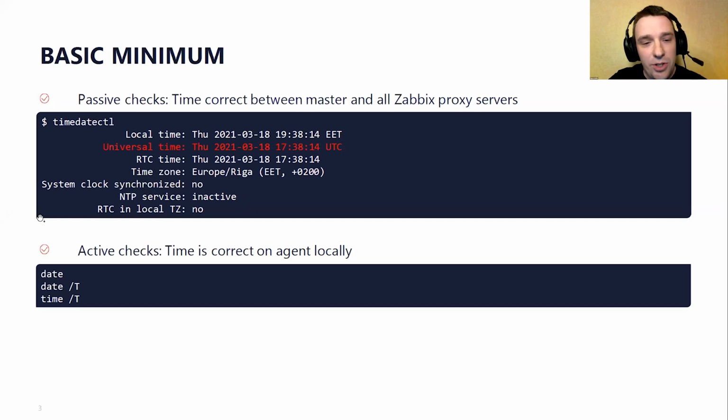And for the active checks, it's very crucial to keep the time correct on the local machine, be it a Linux machine, a Windows server or a Windows workstation. You can just launch the command date on Linux, or on Windows, date /t or time /t, just to ensure what the clock and the date currently are.